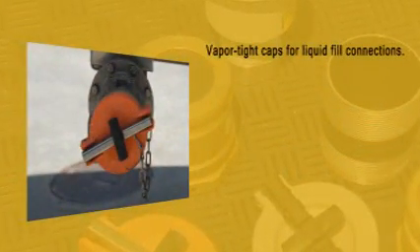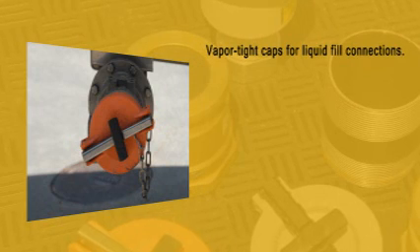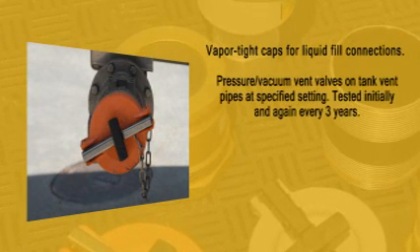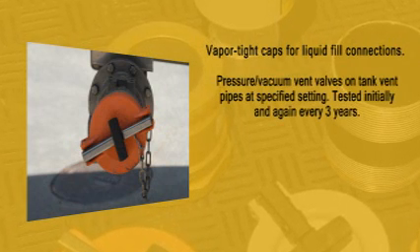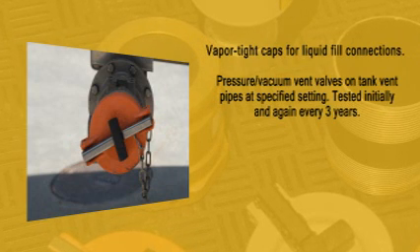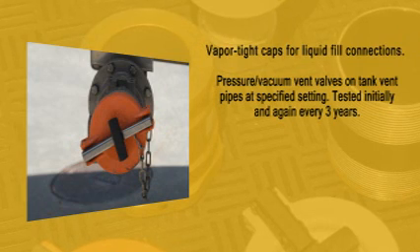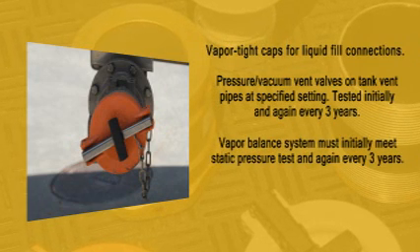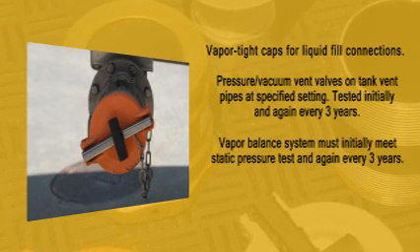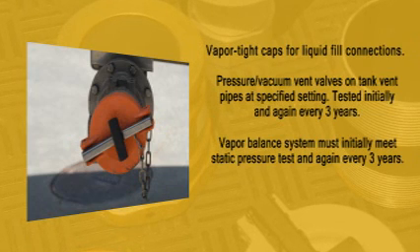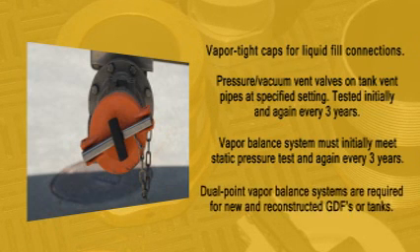Number 6. Vapor-tight caps for liquid fill connections. Number 7. Pressure vacuum vent valves on tank vent pipes at specified setting. This should be tested initially or at installation, and again every 3 years. Number 8. Vapor balance system must initially meet static pressure test and again every 3 years. Number 9. Dual point vapor balance systems are required for new and reconstructed gasoline dispensing facilities or tanks.